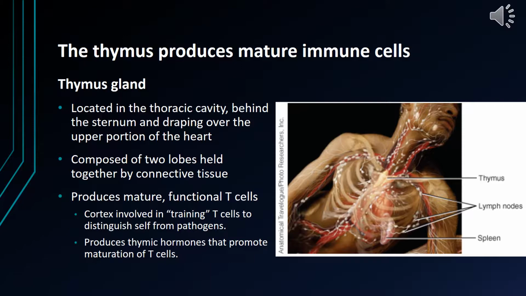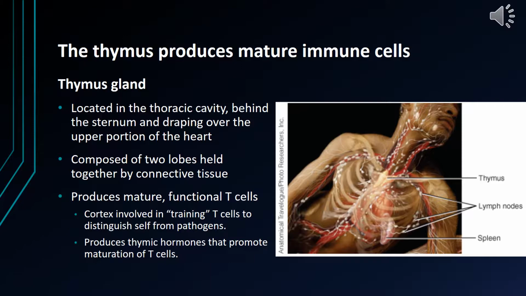But anyway, the thymus gland is located in the thoracic cavity behind the sternum and draping over the upper portion of the heart. And I believe the last time I talked about the thymus, I might have said that it was above the clavicle, but it's actually more or less below it. Actually, the clavicle goes over the top portion of it, it looks like. But anyway, it's over the heart, and it's really just between the heart and clavicle. And this thymus gland is composed of two lobes held together by connective tissue, so it essentially looks like a bow tie above your heart.